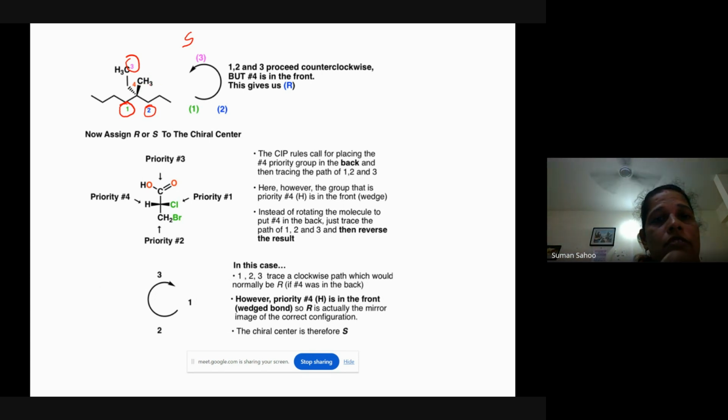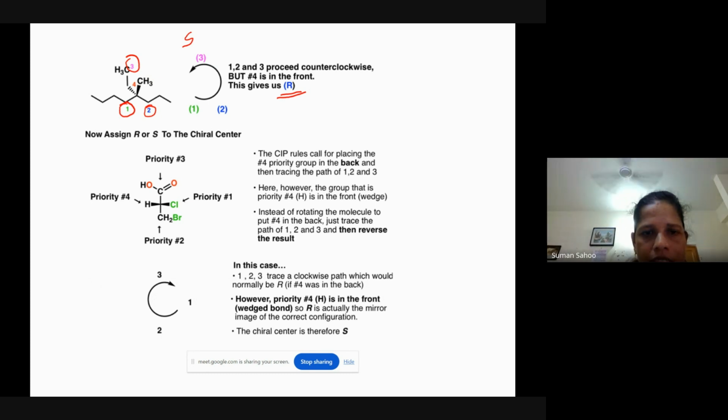First, you just check which side the lowest priority group is on, whether it is on the top, or towards the front, or it is backwards. If it is backwards, then there is no problem. When it is up, or in the front, then in that case you just swap it, or give the opposite one. So as the CH3 group is in the front, it is actually giving us S, but as it is in the front, it would give us R.